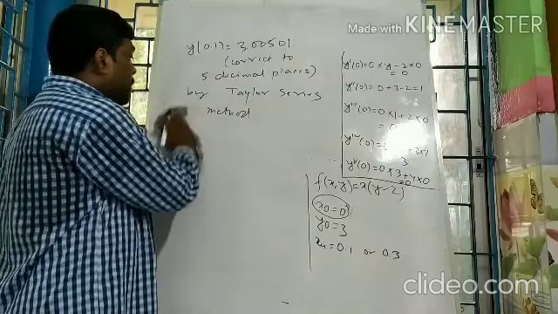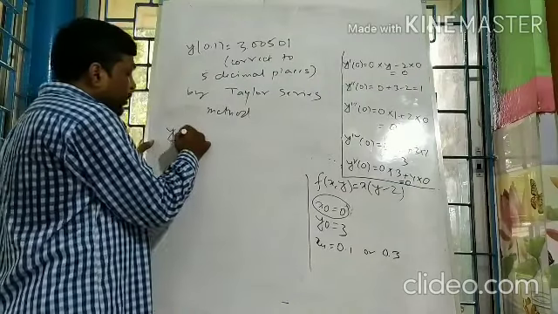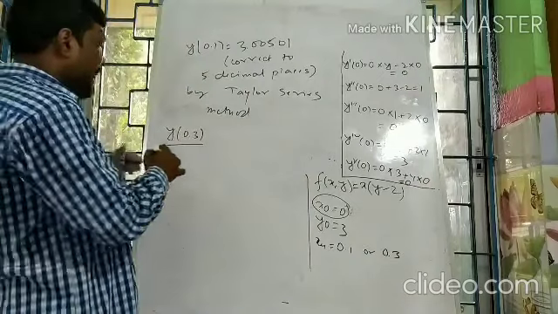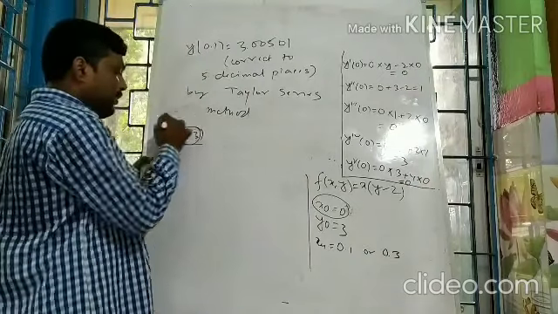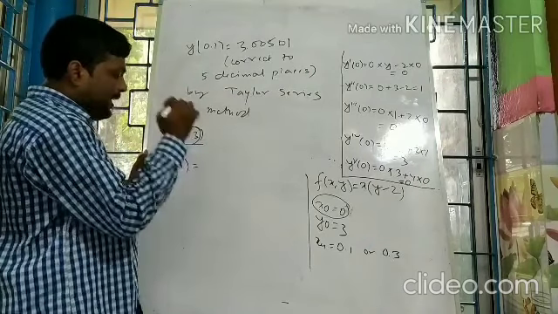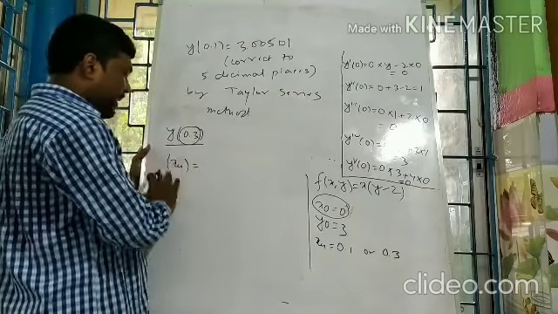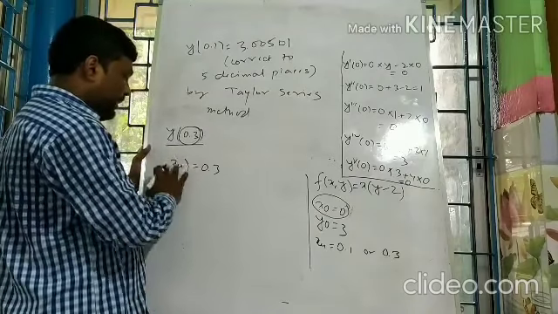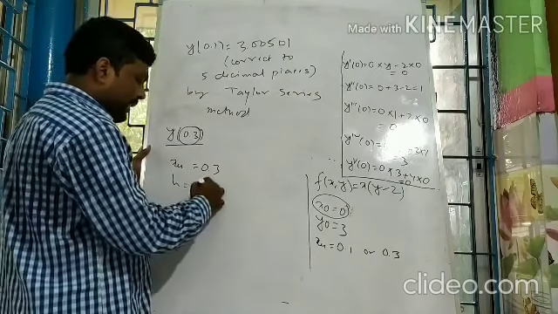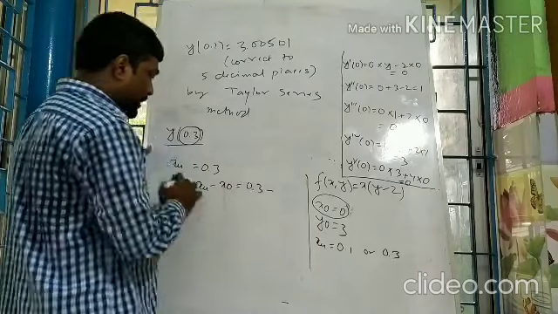Now we have one more part for this question. We have to calculate y(0.3). For y(0.3), xn equals 0.3. So h is xn minus x0, so it is 0.3 minus x0.